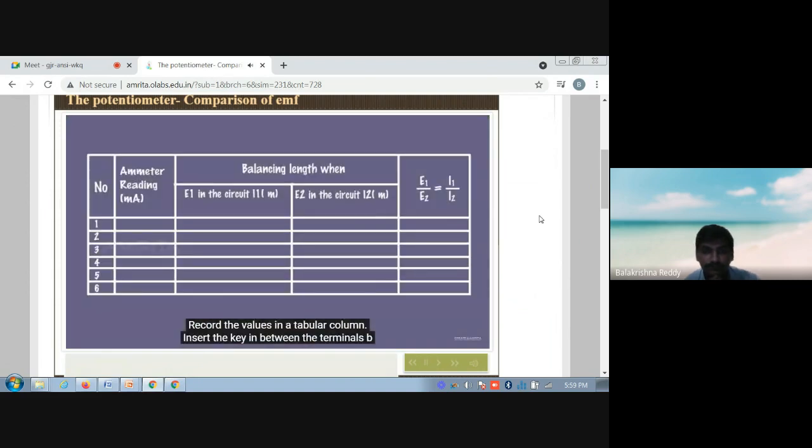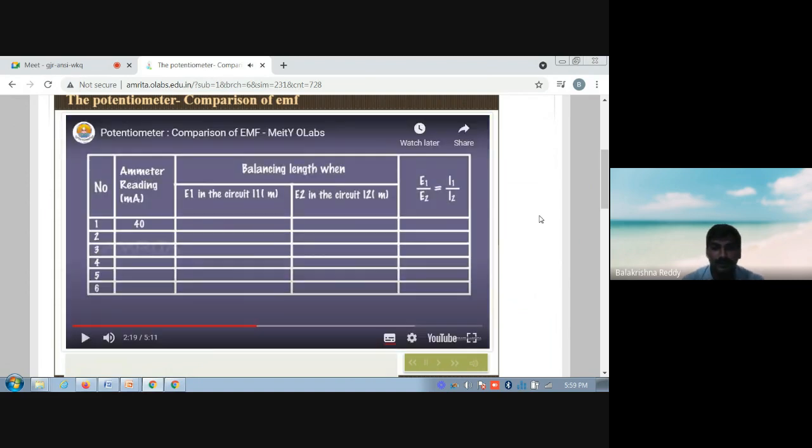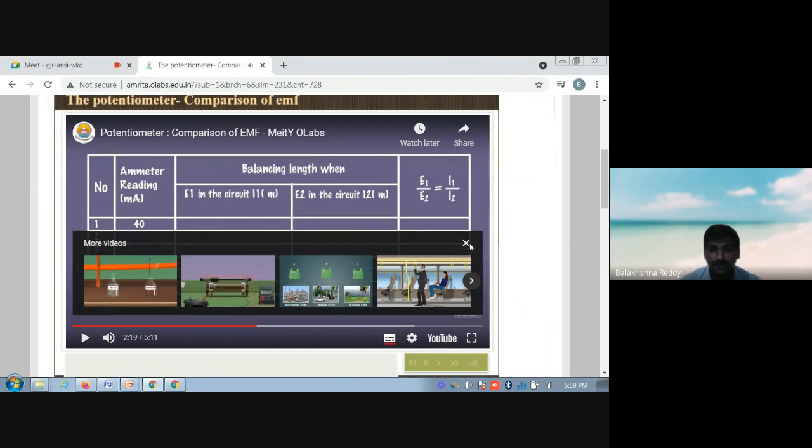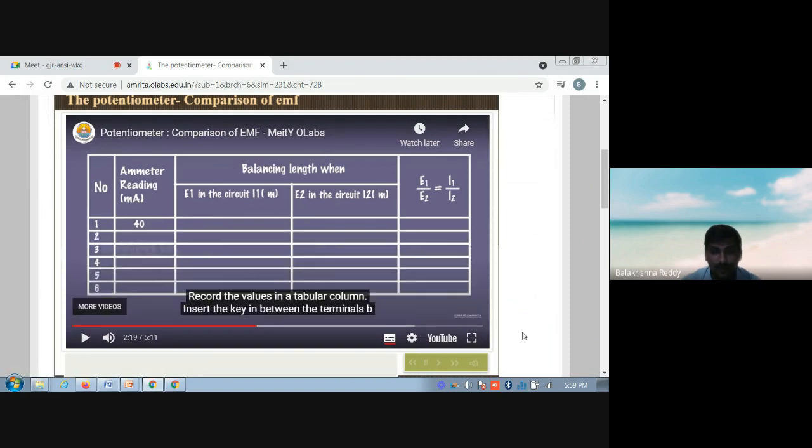Record the values in a tabular column. See, we have to make a tabular form like this. We have to take the E1 reading with respect to L1, and the E2 reading with respect to L2. When you switch on E1 in the two-way key, you get the E1 readings, and next the E2 readings. First, take all the readings of E1, let us say the Leclanche cell, and E2 is the Daniell cell. You take all the readings, and later, to compare, you divide them and see the comparison of the two cells.